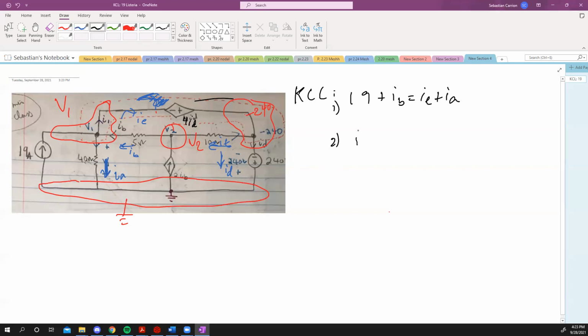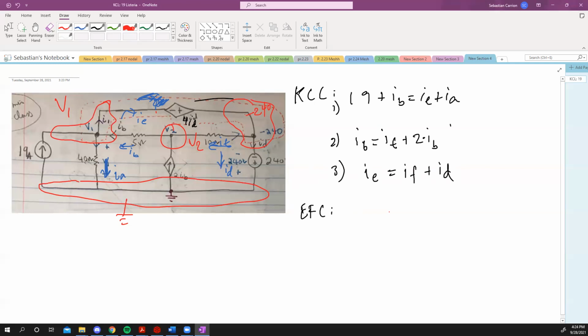So IB, IF. Actually no, IB equals IF plus 2IB. Third equation, right? We have IE equals IF plus ID, right? So now we're going to do our equation for components.